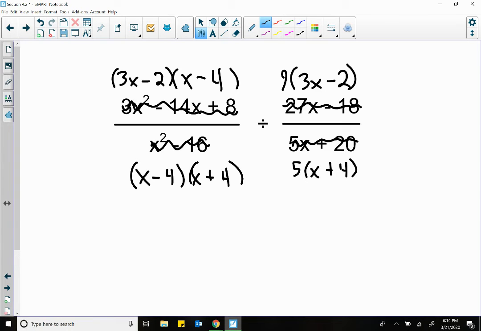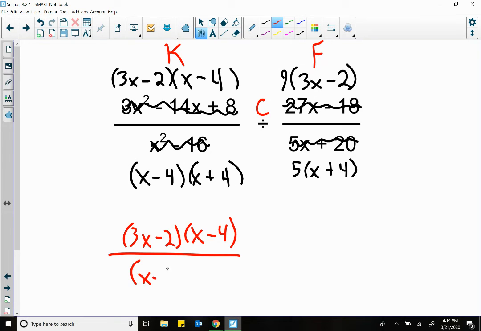I factored everybody. Now step 2 is keep, change, flip. We're going to keep this first rational the way it is. Keep the first fraction. Leave it alone. Don't do anything to it. Okay? The change means that division becomes multiplication. Like I said, we're going to turn this into multiplication. Okay? Because division really is multiplication in disguise. Division does not exist. All right?